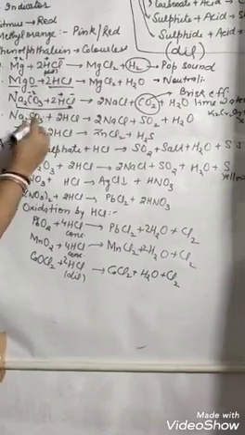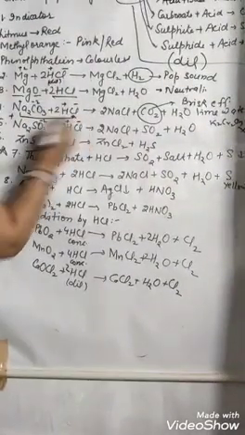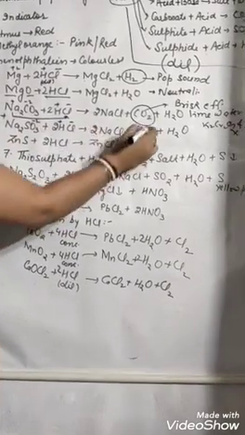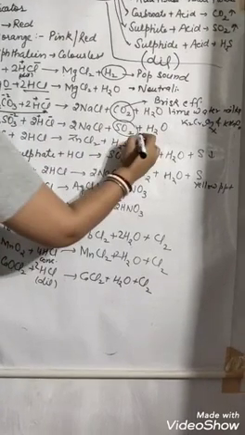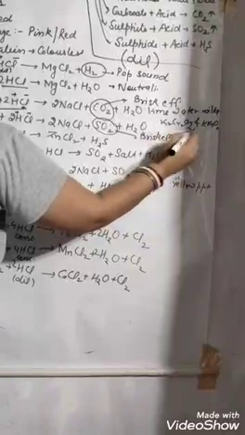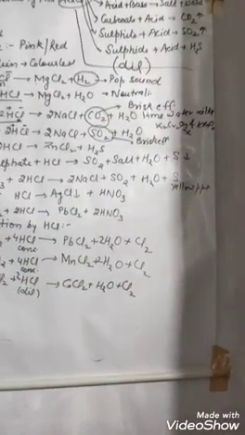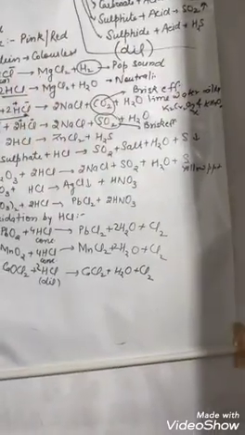Sulfite: Na+, SO3 2-, H+, Cl-. It forms NaCl, and which gas is it releasing? Sulfur dioxide and water. Sulfur dioxide also shows brisk effervescence, right? It also turns lime water milky, but it affects K2Cr2O7 and KMnO4, right?